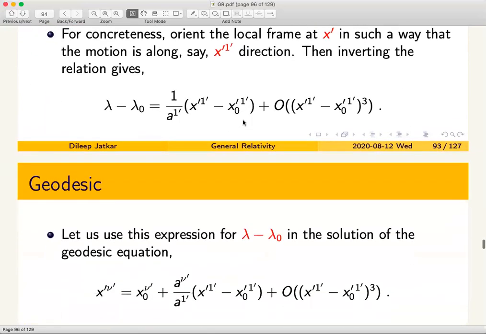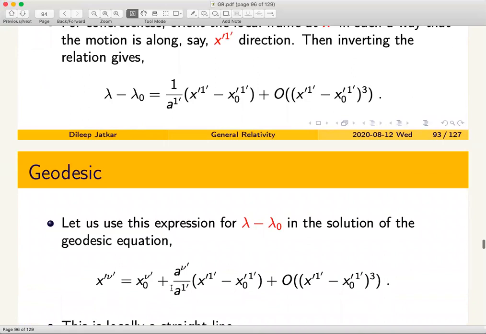Okay. So if you put it back in the equation, then you get something like this. Just substitute lambda minus lambda 0. But now, of course, the solution is for generic nu, right? So therefore, x prime nu prime is x0 prime nu prime plus a nu prime upon a1 prime times x prime 1 minus x0 prime 1 kind of stuff. And then there are the corrections at cubic order.